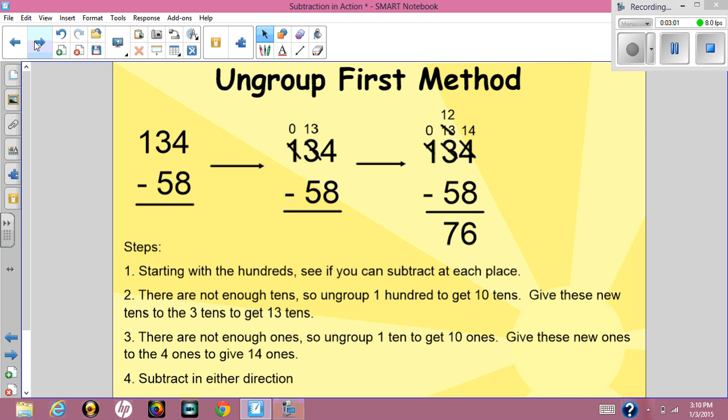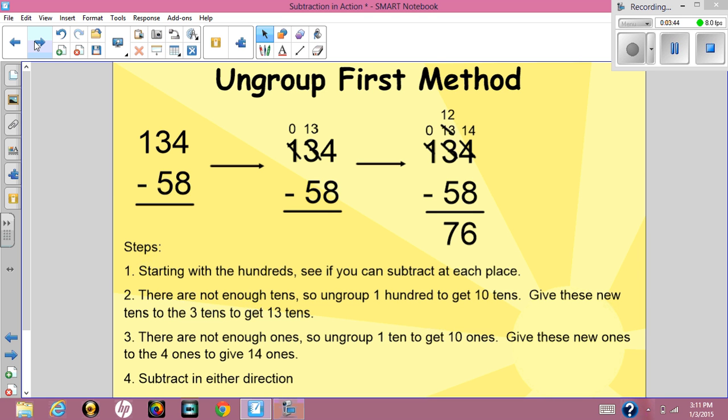This is called ungroup first method. So in this process, we start and get everything ready to go before we even begin solving our equation. So we start with the hundreds, see if you have enough hundreds to subtract. We do. Then you look at the tens. So ungroup, because we don't have enough tens, we're going to have to ungroup the 100 to get us 10 tens. We give these new tens to the 3 tens to get 13 tens.